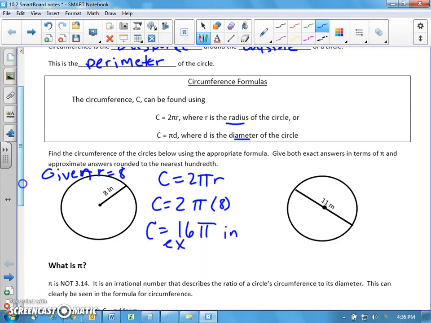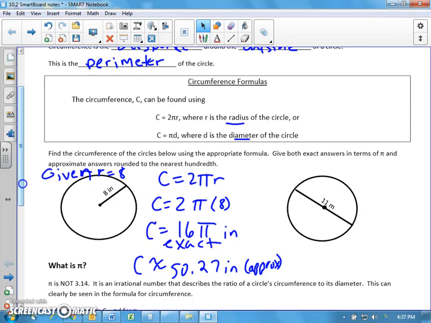This is exact. To get an approximate to the nearest hundredth, this is when you pull out your calculator. You'll type in 16 pi, and you'll find out that C is approximately equal to 50.27 inches. And again, this is your approximation. Students frequently feel like the decimal is more exact, so it should be your exact answer, but that's not true. Pi is an exact number. The 0.27 is rounded off.